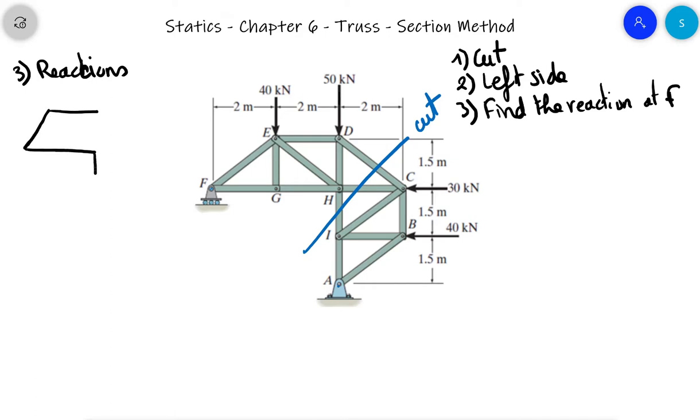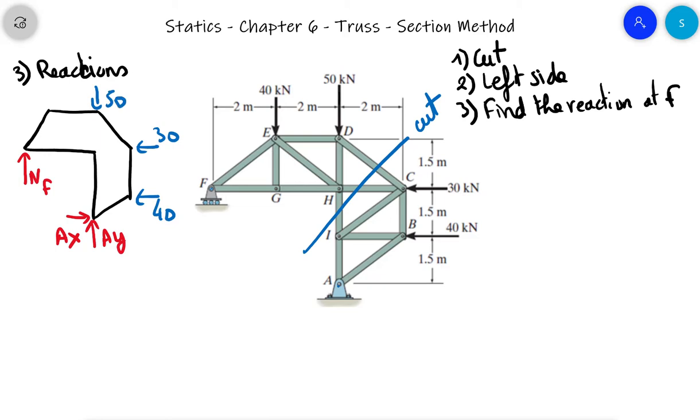It looks like this. I just draw the outside because the rigid body is the entire truss. There is a normal force NF, and there's AY and AX. And there are some forces: 14 kilonewton, 30 kilonewton, 50 kilonewton, and 40 kilonewton.